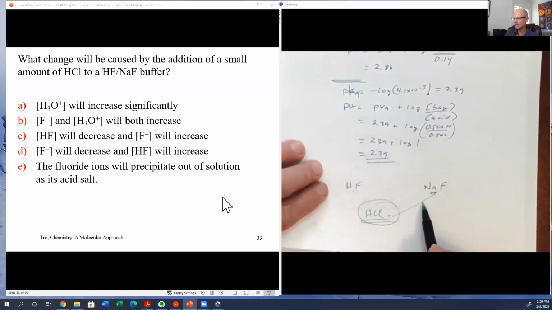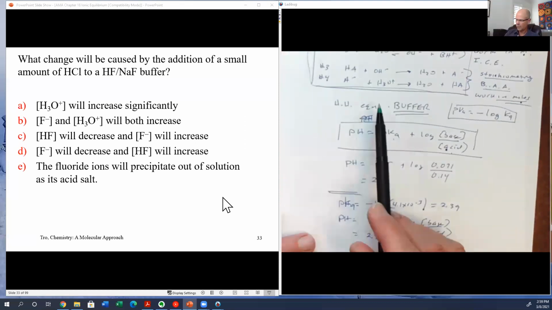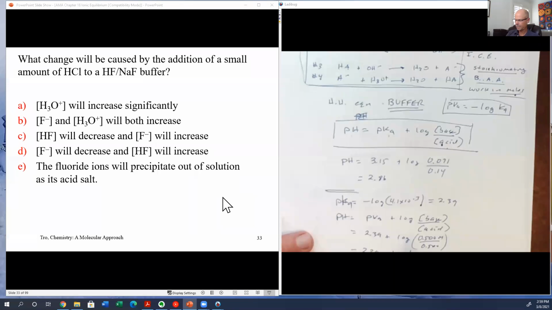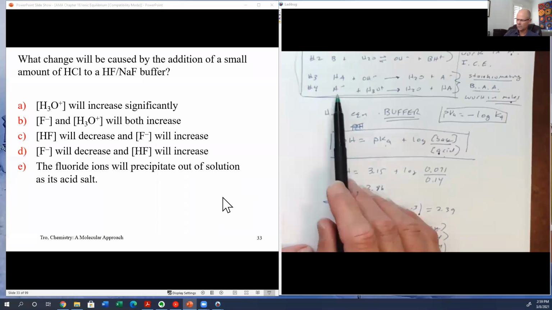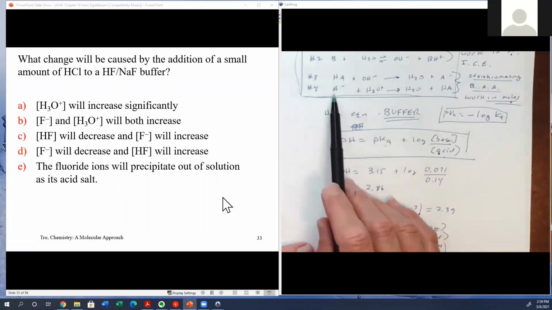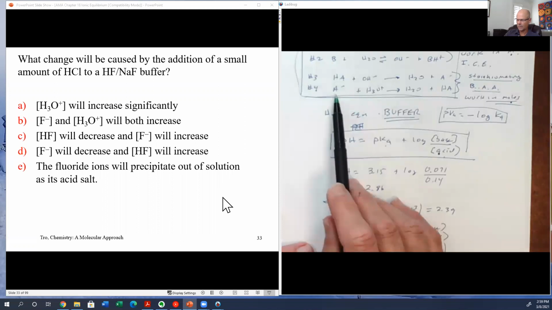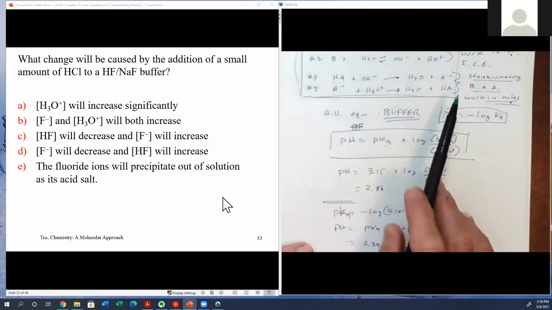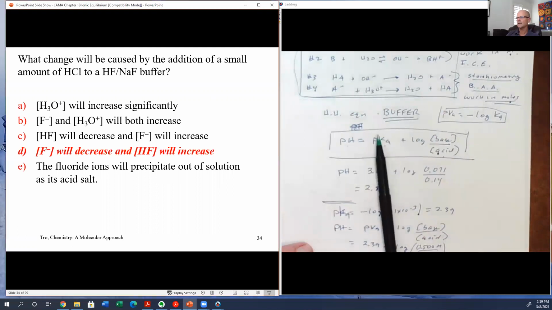So if it reacts with the base, which equation is it, 3 or 4? 4. So if it's equation 4, what happens to the concentration of the conjugate base? It decreases. If you have the acid reacting with the conjugate base, it will decrease, and what will happen to the concentration of the HF? It will increase. So the right answer is D.